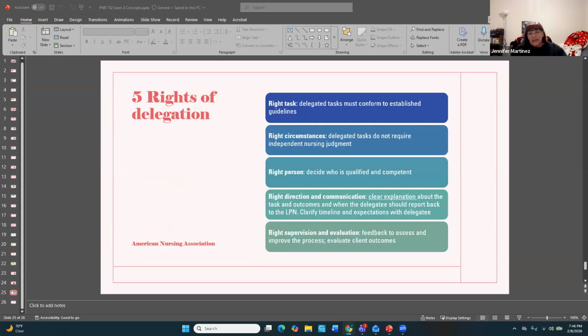And then we have our delegation. The five rights of delegation: your right task, your right circumstance, your right person, your right direction and communication, your right supervision and leadership. So the delegated task must conform to established guidelines. We also have to make sure that we're delegating the right task to the right person.